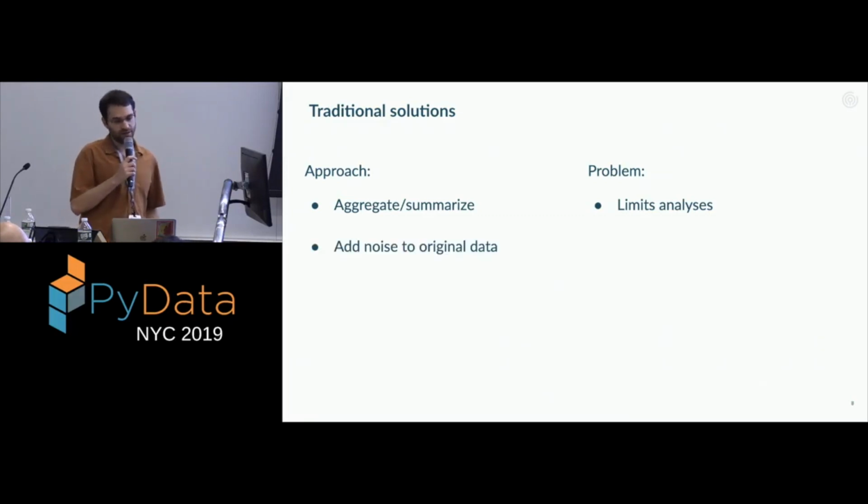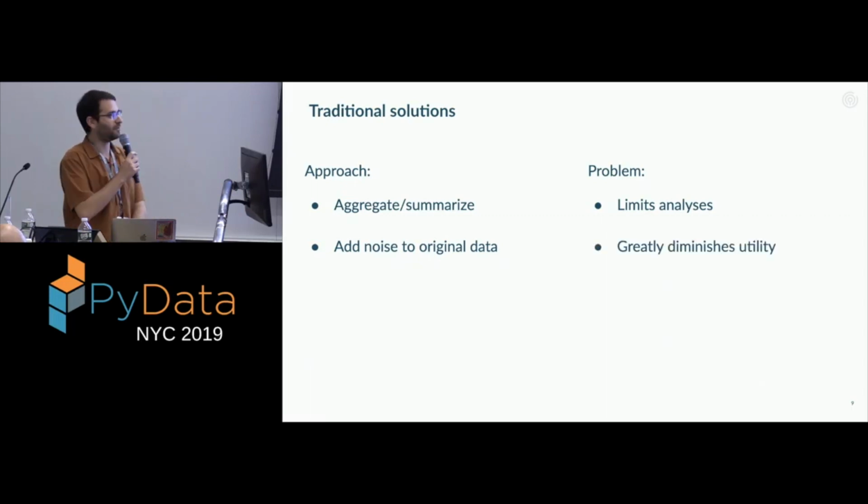Another approach that's out there is to add noise to the original data. And again, if you have continuous values, maybe you add some Gaussian noise to the data. Among other problems, this really diminishes your utility. So this basically destroys almost all of the information that's available in the original data if you're going to do it in a way that actually protects privacy.